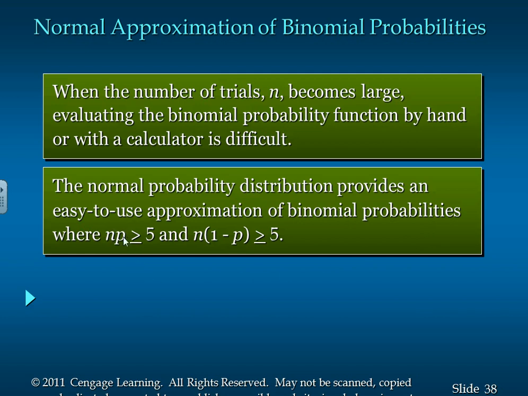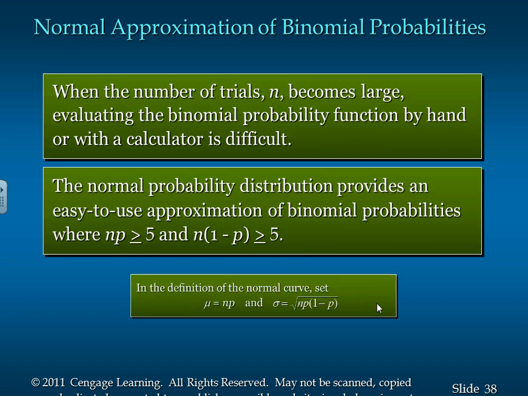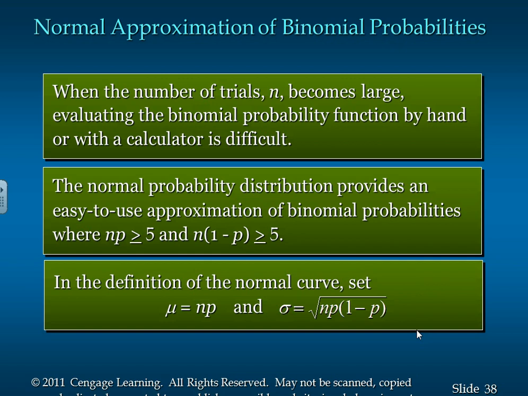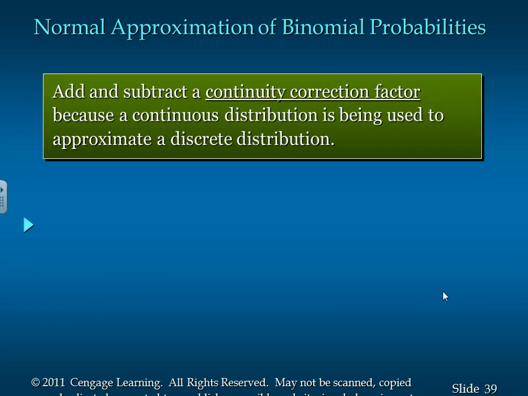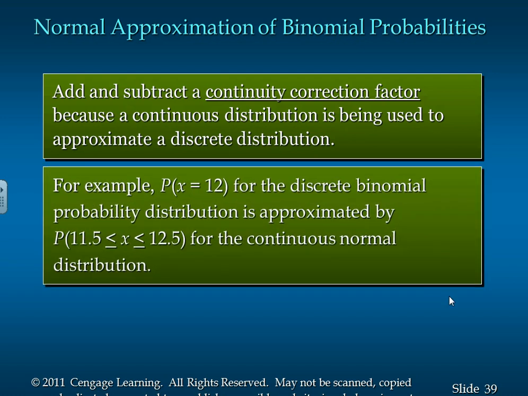where n times the probability is greater than 5, and n times 1 minus the probability is greater than 5. So as long as I've got large numbers, this is going to work. The definition of the normal curve is set at mu equals np and the standard deviation as you see it. Add and subtract a continuity correction factor because a continuous distribution is being used to approximate a discrete distribution.